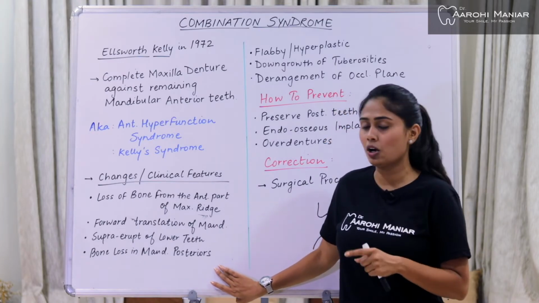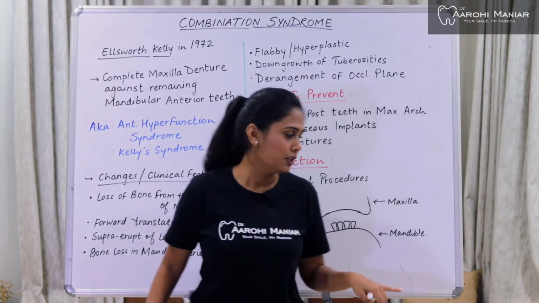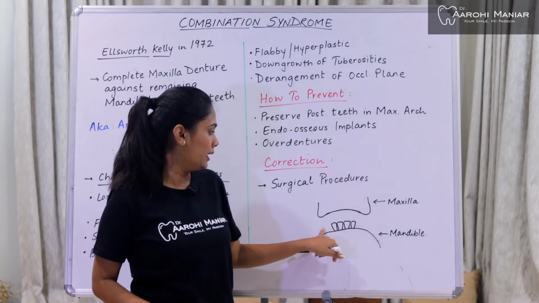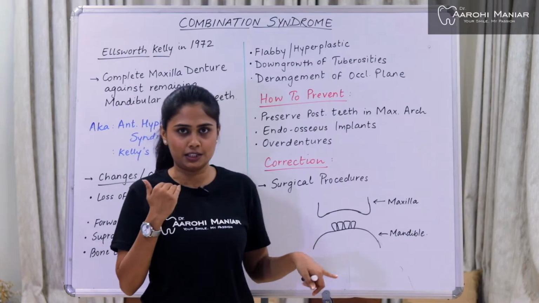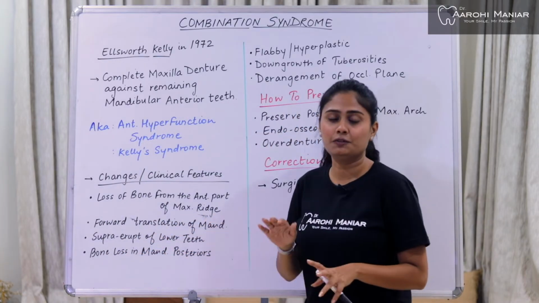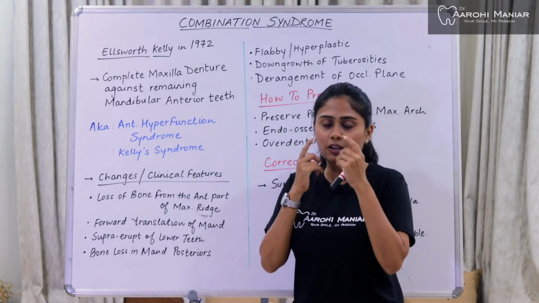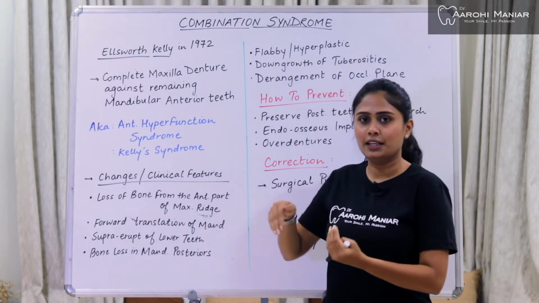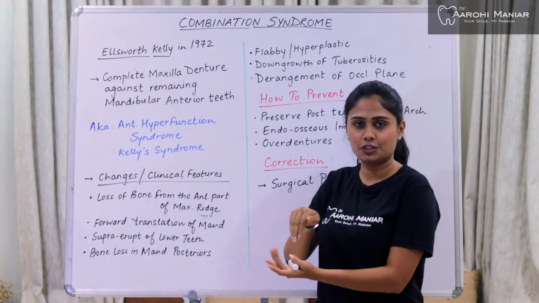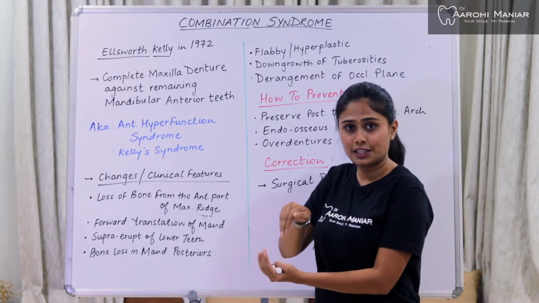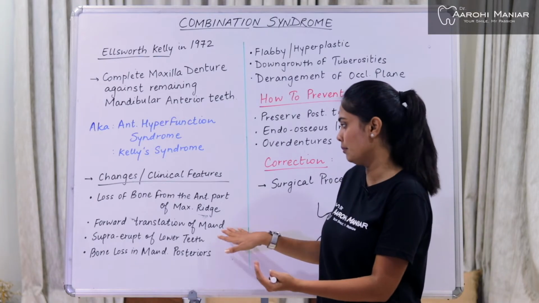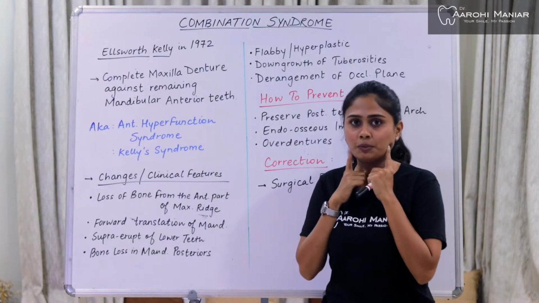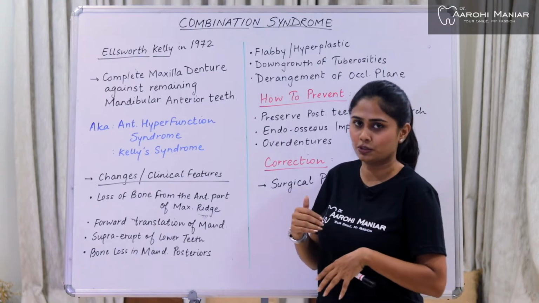The last is bone loss in the mandibular posterior region. Why did I make this funny diagram? It is to remember that there is bone loss in the mandibular posterior region. So these are the 3 points. First, as there is no bone in the maxillary ridge, there will be forward and anterior translation of the mandible. Because of the translation, there will be eruption of the teeth in the mandibular anterior area. And also, what about the posterior area? There will be bone loss in the posterior area.